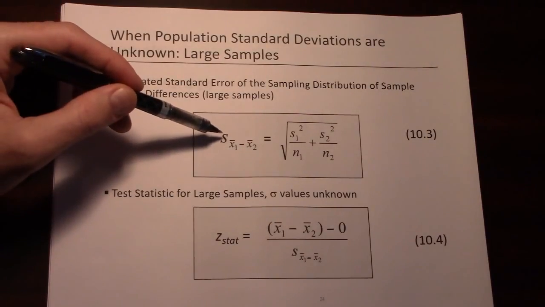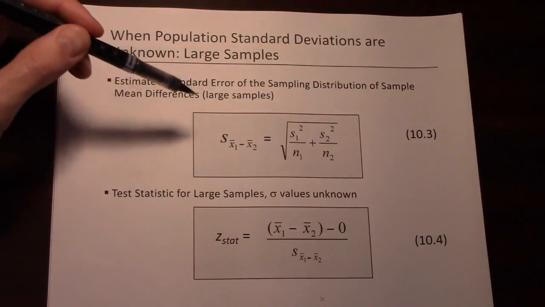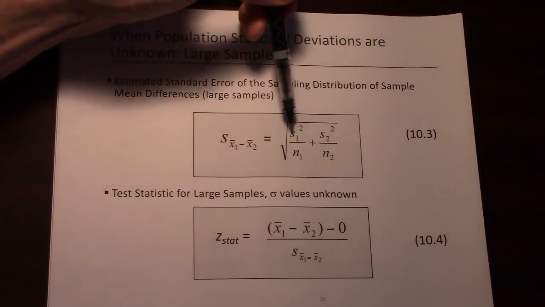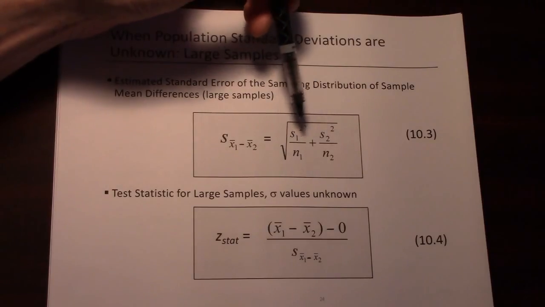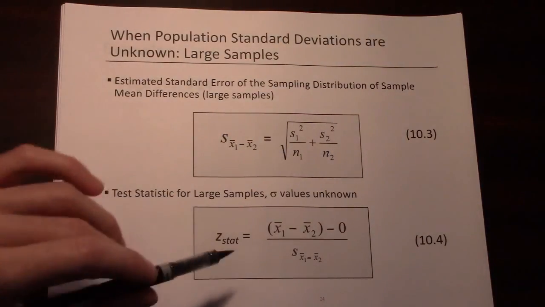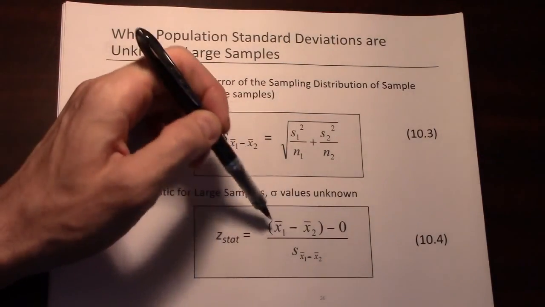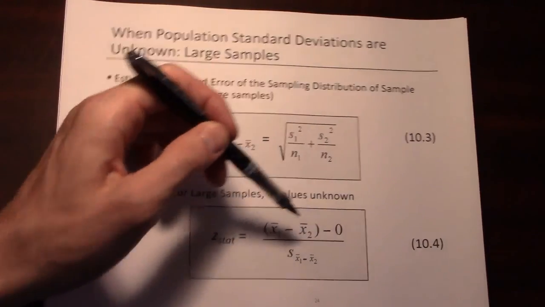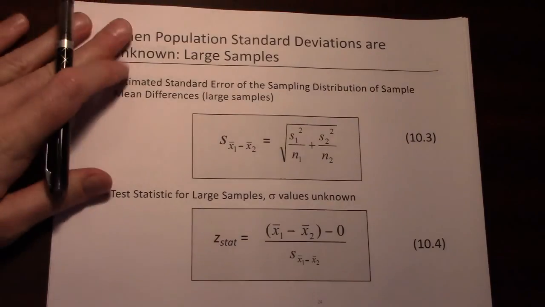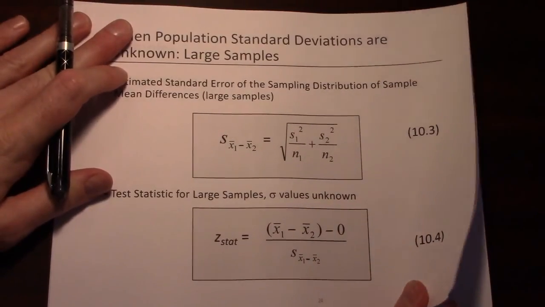So to get the standard error of the sampling distribution of the sample mean difference, we substitute in our sample standard deviation for population 1 and population 2, sample size 1 and sample size 2, and we take the difference in our means and divide that by the number of standard deviations that we calculate. All right.